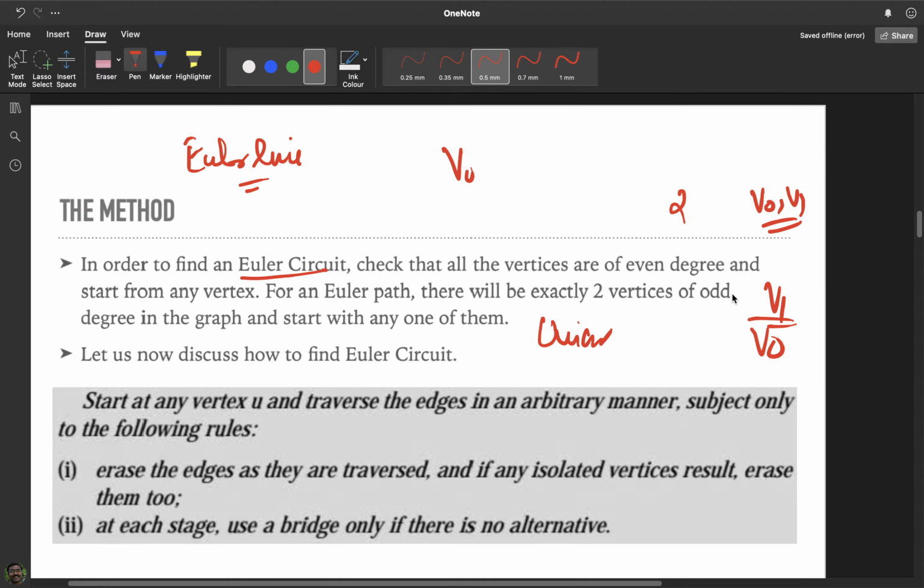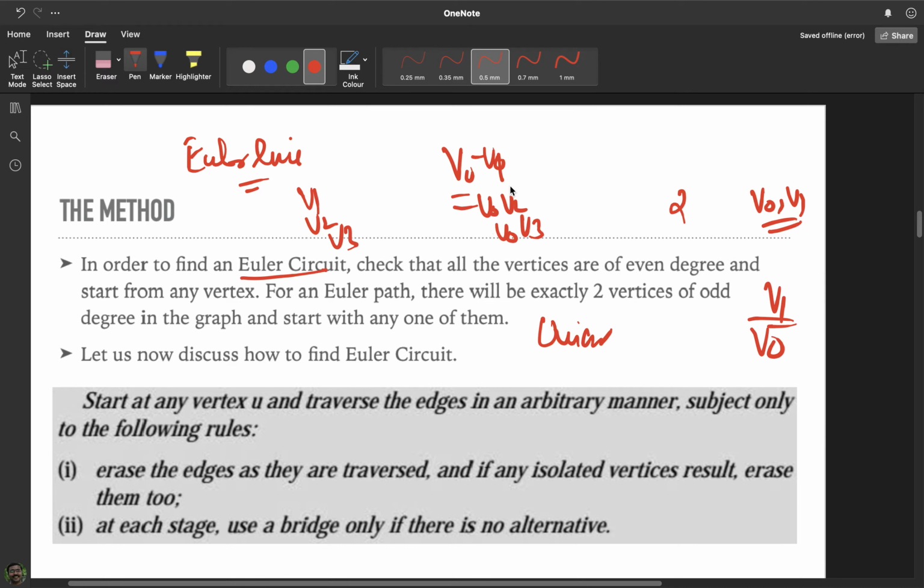Now from V0, suppose in both cases you have obtained a starting vertex. Suppose V0 is adjacent to V1, V2, V3. So you can go to the next vertex as V0, V1, or V0, V2, or V0, V3. I can start from V0 and go to V1, or go to V2, or go to V3.